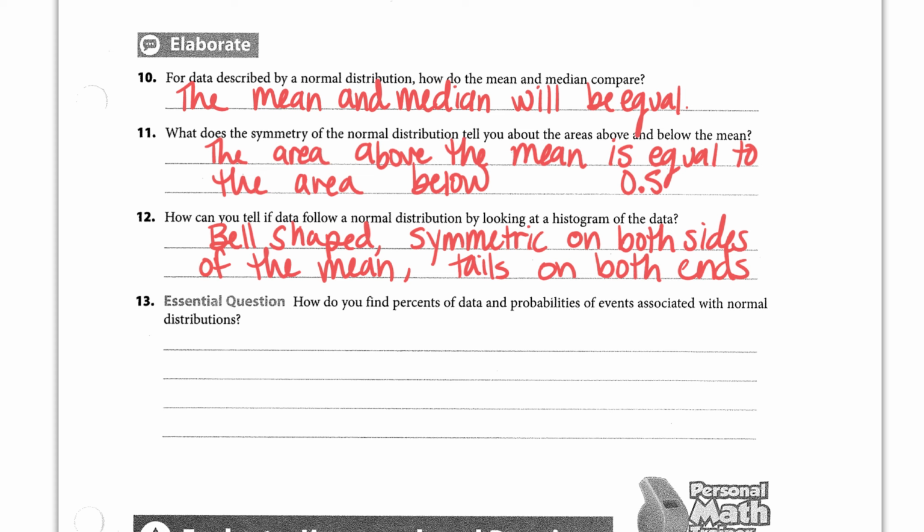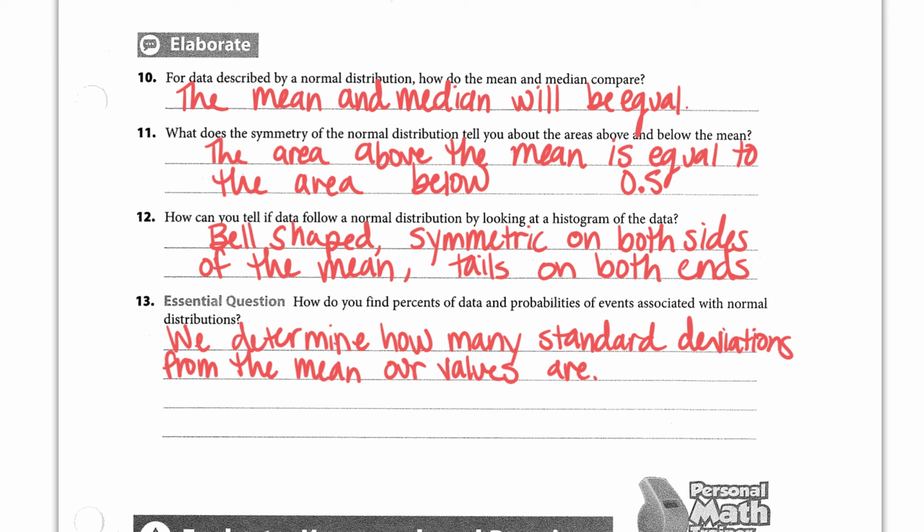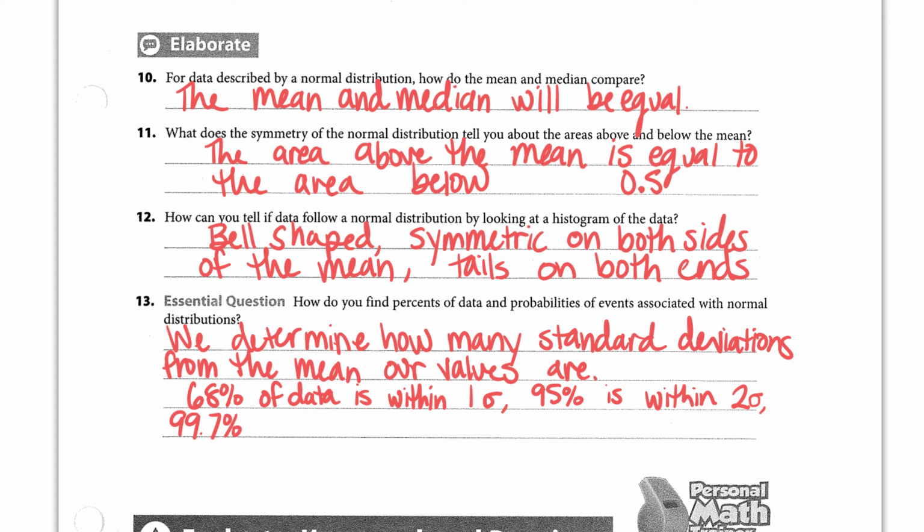How do you find percents of data and probabilities of events associated with normal distributions? We start by figuring out how many standard deviations away from the mean a given data value is. In normal distributions, we know that 68% of data is within 1 deviation, 95% of data is within 2 deviations, and 99.7% is within 3 deviations. Remember that sigma symbol means standard deviation.